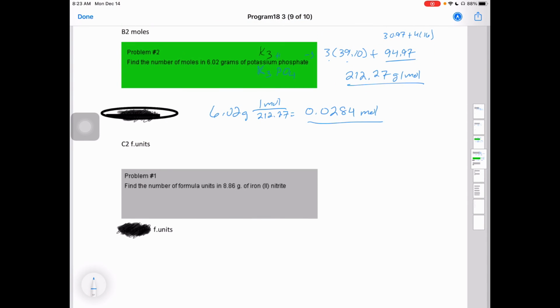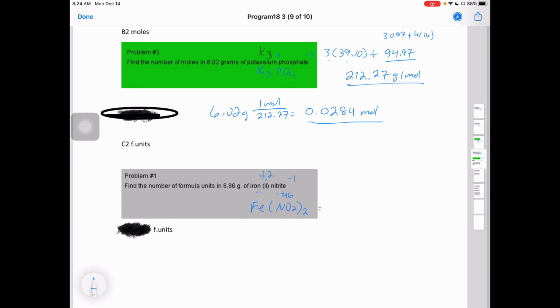Okay. Now, do the same thing. Pause, and write the formula for iron 2 nitrite. This Roman numeral means iron is a +2 and nitrite is a -1. So when we write our formula, we're going to cross down the charge: Fe(NO2)2. And I believe we found nitrite before. It was 46.